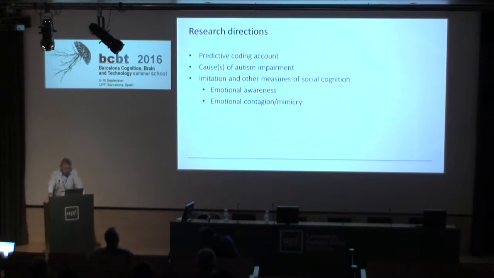One of the things we're interested in is imitation and other measures of social cognition. As I said earlier, we're very interested in why our facial imitation measure correlates with empathy. There are many reasons why it shouldn't, for example the absence of context in our task. So we're very interested in further exploring these links. What about links with emotional contagion and mimicry, how much an emotion perception evokes that emotional feeling in you? How does that link to imitation? And secondly, we haven't quite pinned down what the neural basis is for that autism impairment.